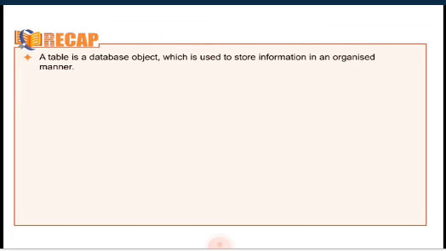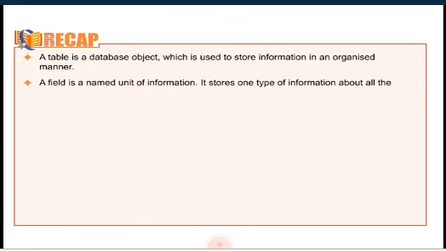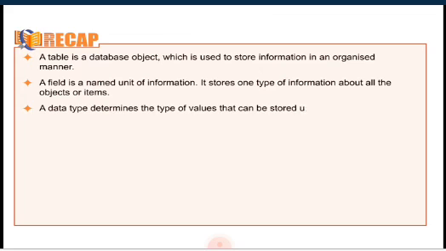Okay, students, let us take a recap of this chapter. A table is a database object which is used to store information in an organized manner. A field is a named unit of information. It stores one type of information about all the objects or items. A data type determines the type of values that can be stored under it.